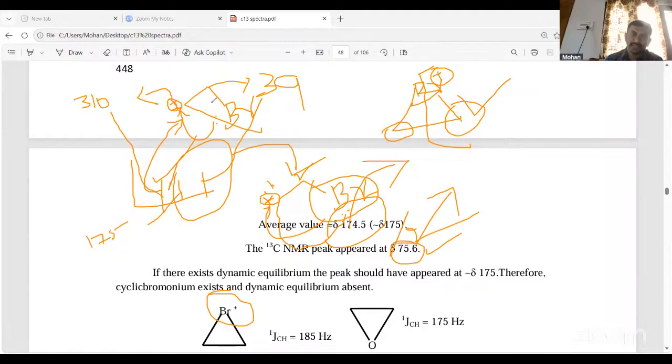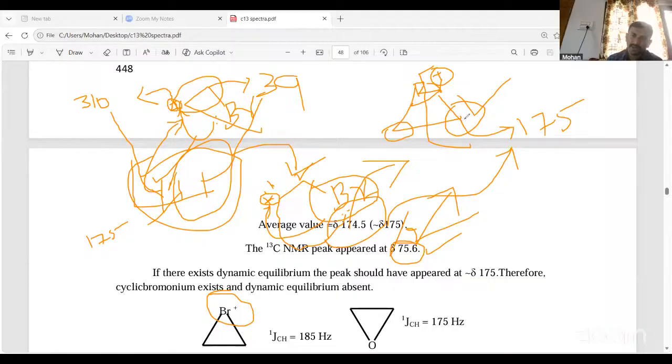If it is in the acyclic form, these two carbons are different. But if it is in the cyclic form, then these two carbons become equal here. So the instrument is giving the value at 174.5, or approximately 175, for this carbon. This value is due to formation of the cyclic bromonium ion. So we are getting three signals here.